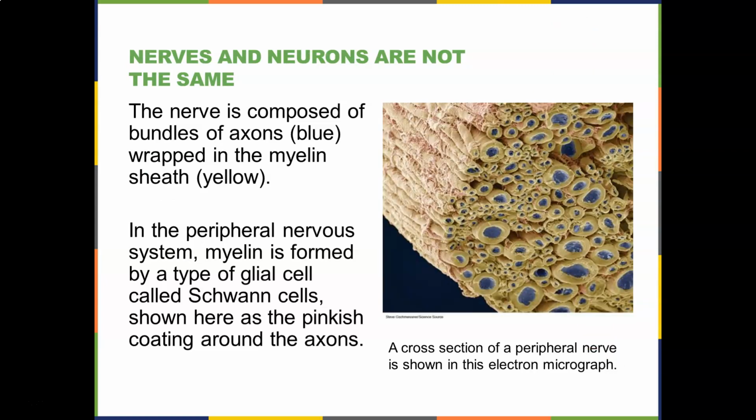Now, remember earlier I mentioned that neurons are not nerves really. Nerves might be made of neurons, but neurons themselves are not nerves. This is a cross cut, an actual nerve right here, and it's a bunch of neurons bundled together. That's the important thing to learn and understand from this slide.